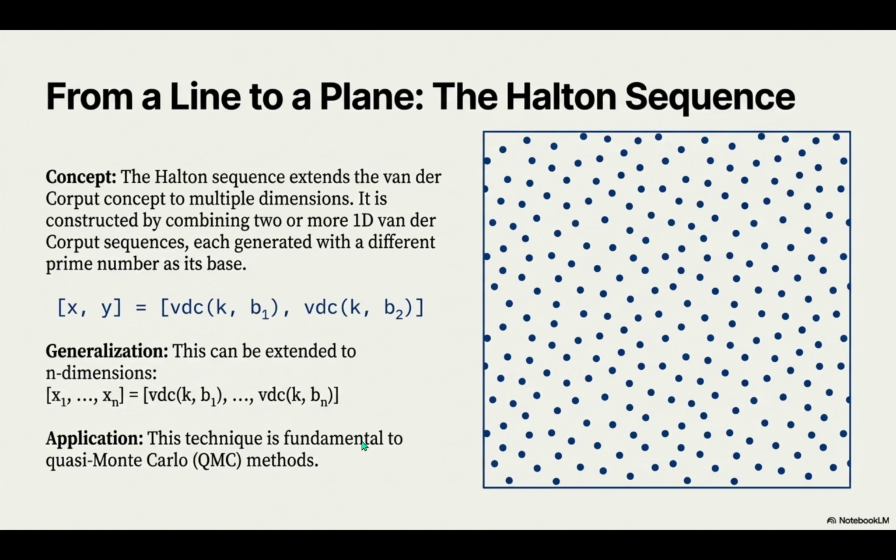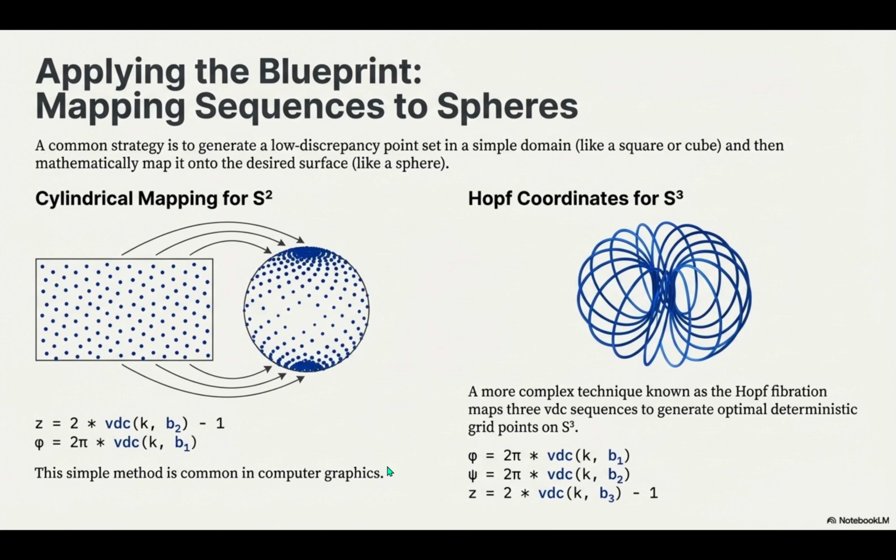But this is where the real problem starts, isn't it? Yeah. We don't really care about flat cubes. We're interested in spheres, curved surfaces. What happens when you try to just slap this Halton blueprint onto the surface of a ball, a two-sphere? It fails. It fails miserably. That is the core challenge. You can use standard methods like cylindrical mapping or Hopf coordinates to map flat points onto a sphere, but they create massive distortion. Can you give us a visual for that distortion?